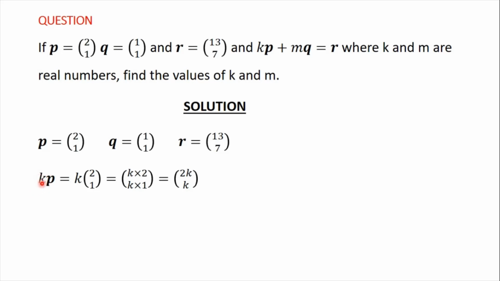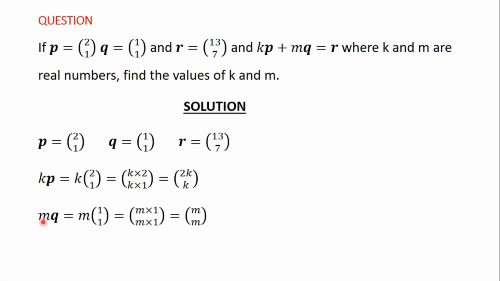kp means that we use the scalar k to multiply the vector p. So we have k times the vector p, which is (2, 1). So k will multiply the x component. So k times 2, which will give us 2k. Then k will multiply the y component, which is 1. So k times 1, which is k. So the vector kp will give us (2k, k). Let's go on to the second part, which is mq.